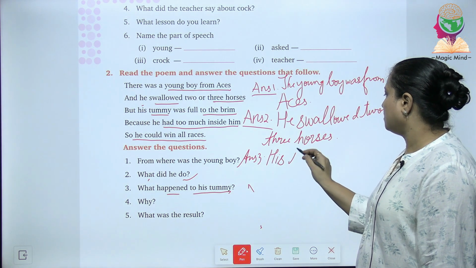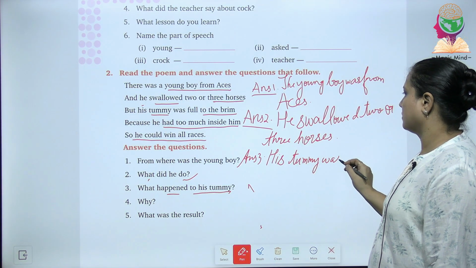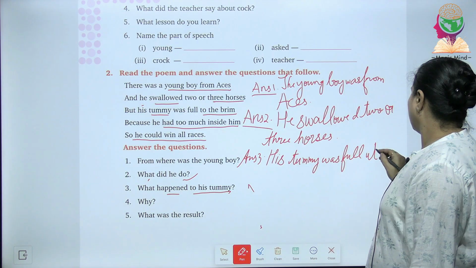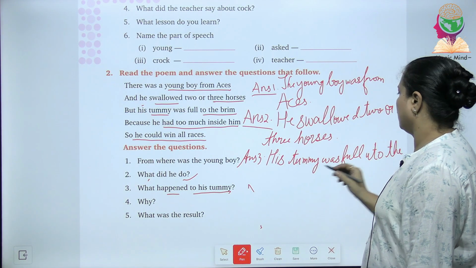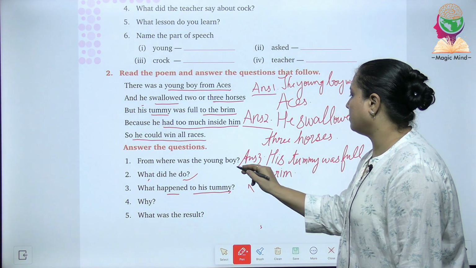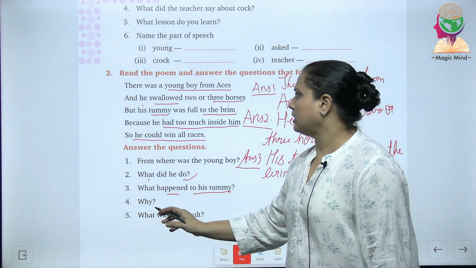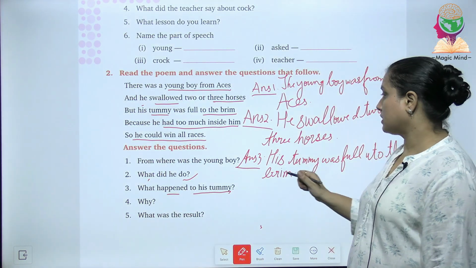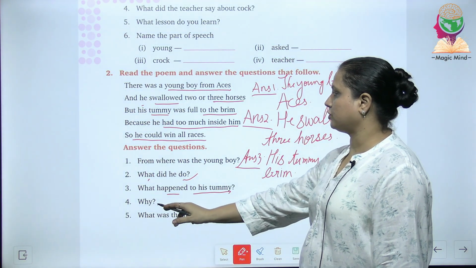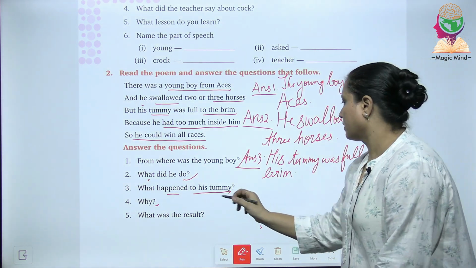His tummy was full to the brim, and a full stop. Then question 4 is why? Why was his tummy full up till the brim? The answer for this question is because he had already too much inside him.